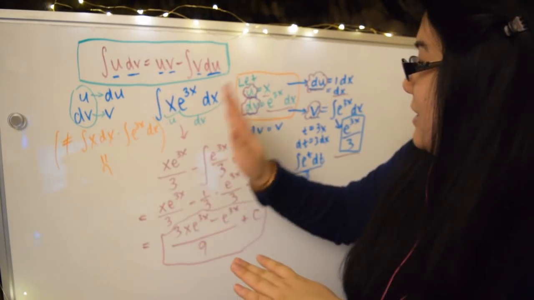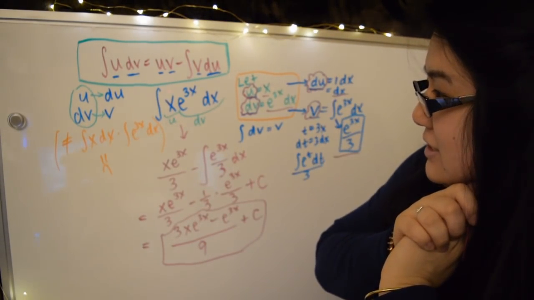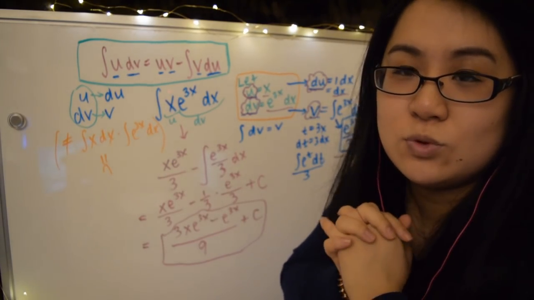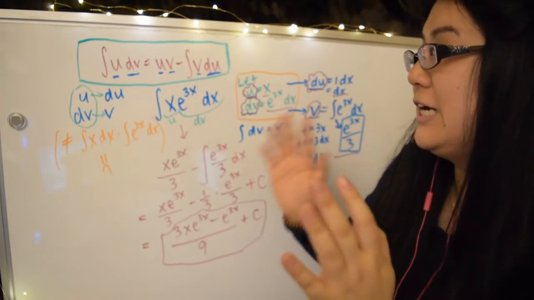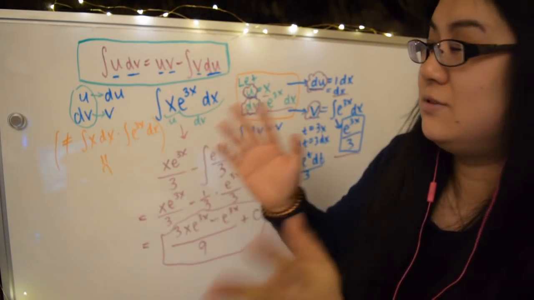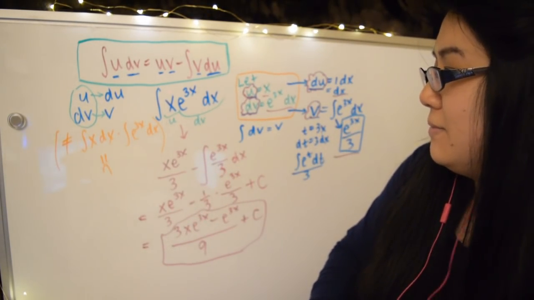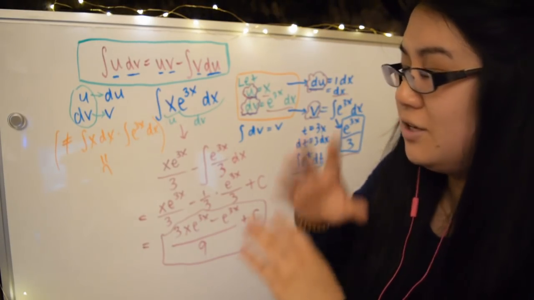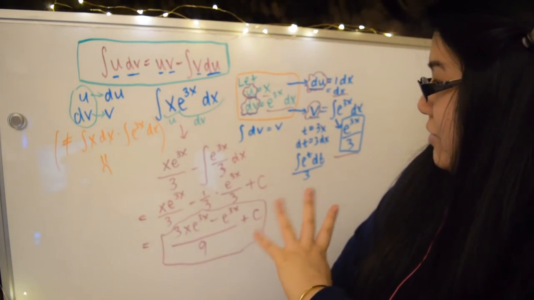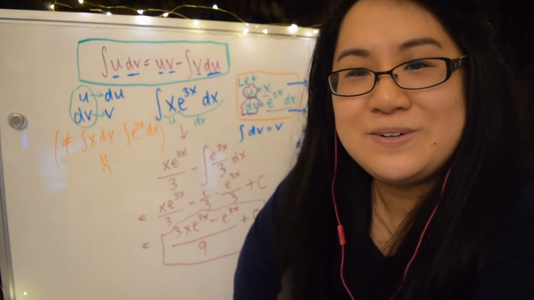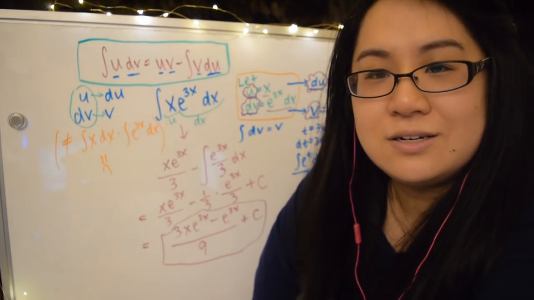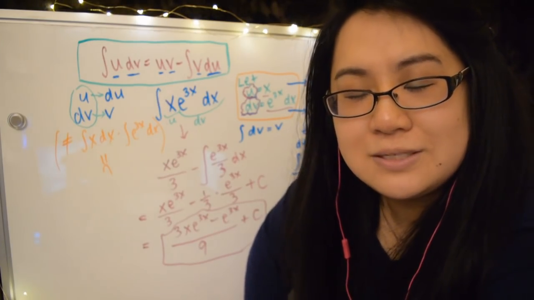Okay, I hope that clarifies things a little bit, especially if this is the first time you've heard about integration by parts and you're just like, uv, dv, what is going on? I know it takes a little bit of time to wrap your mind around, but I hope this helps, and don't hesitate to reach out if you want more support or help.